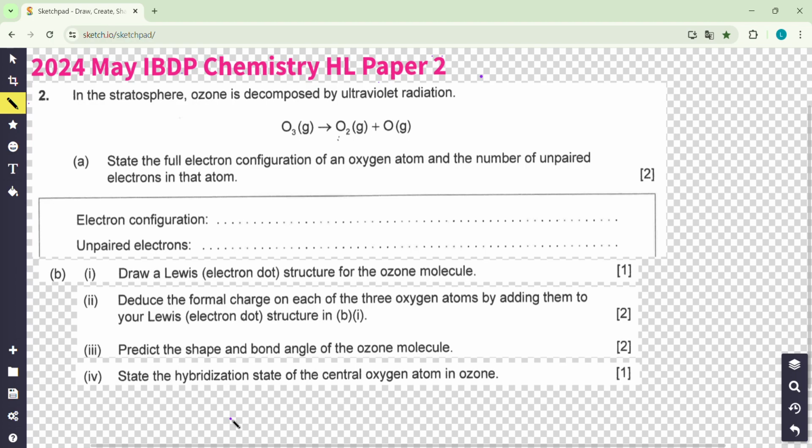Quite straightforward question, okay? For A, don't look at anything up there. State the full electron configuration of an oxygen. Oh, easy, right? 1s2, 2s2, 2p4. Yeah, this is oxygen. And the number of unpaired electrons in that atom, in oxygen, is 2.